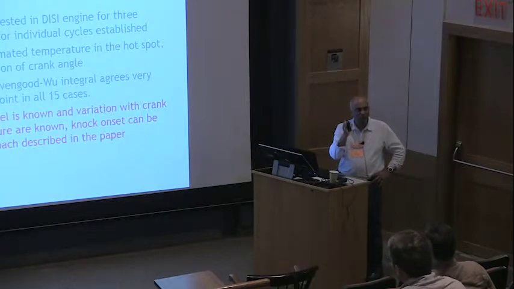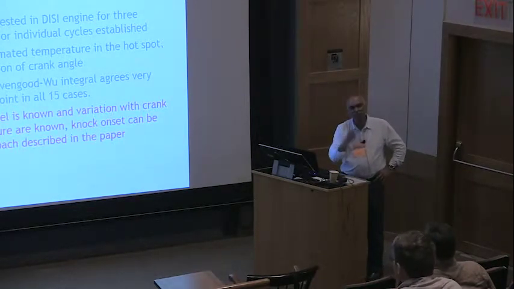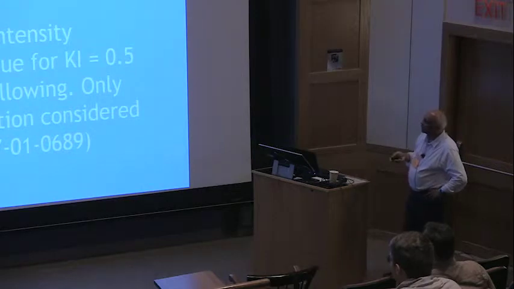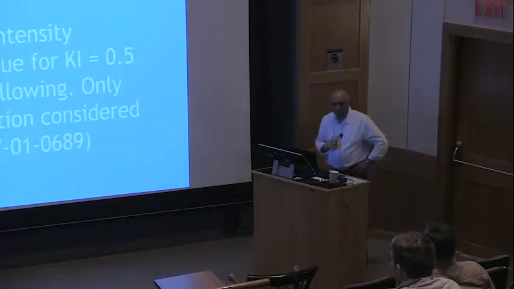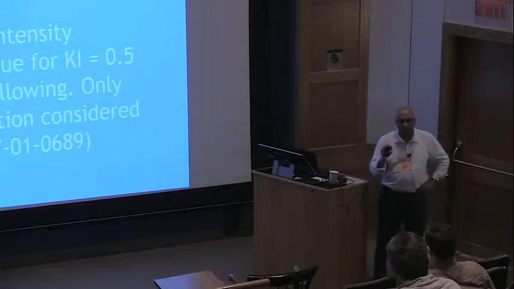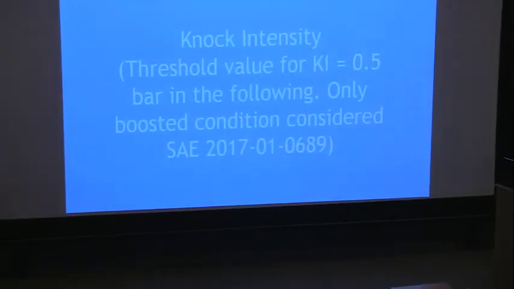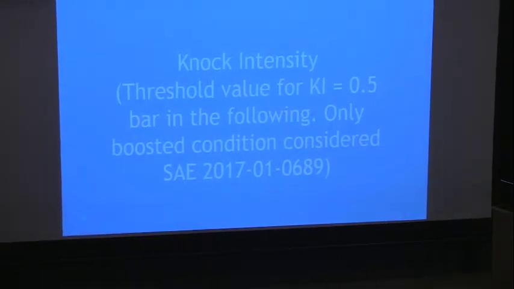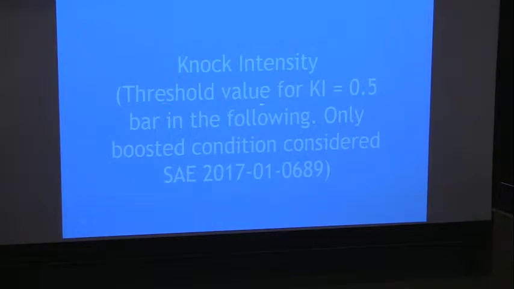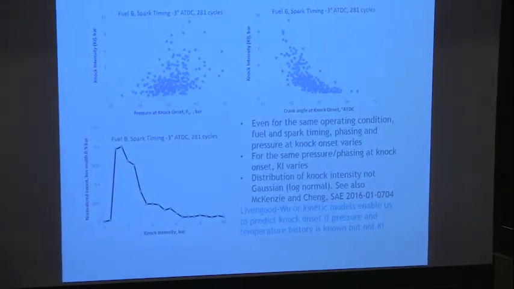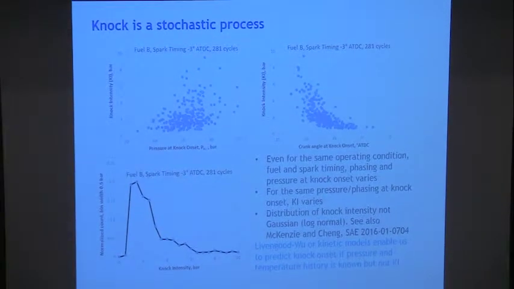Knock onset is the first thing you can do, but it doesn't tell you what the detailed chemistry is that's happening in between, because we have used the surrogate fuel. Now comes the really interesting point. How do you describe knock intensity, and what are the mechanisms which really determine knock intensity? Remember, in this case, from the same experiments, we set up a threshold value of knock intensity of 0.5 bar, and what I'm going to show you is only for the boosted condition. Of the 3 operating conditions, I'm only going to talk about the boosted condition.